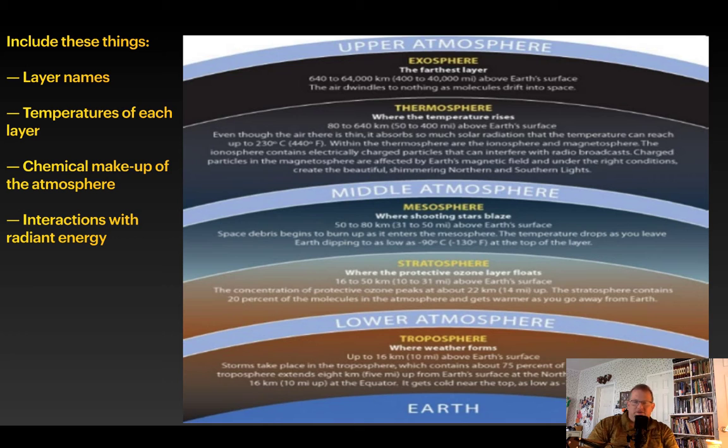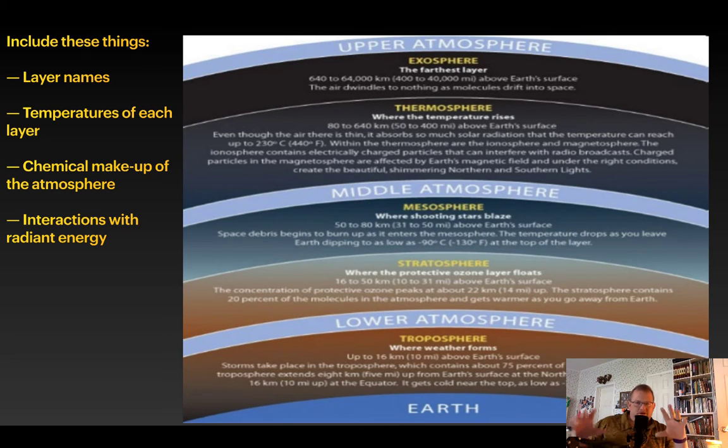I-O-N-O-S-P-H-E-R-E, the ionosphere. That's basically where all of the particles in the atmosphere are charged. They have an electrical charge. And those electrical charges can interfere with radio broadcasts. But also, this is where the magnetosphere is. So the ionosphere and the magnetosphere kind of work together. First of all, the ionosphere, because it's charged particles, is what helps create the magnetosphere, which is the Earth's magnetic field. It's also what creates the northern lights, what we call the aurora borealis.